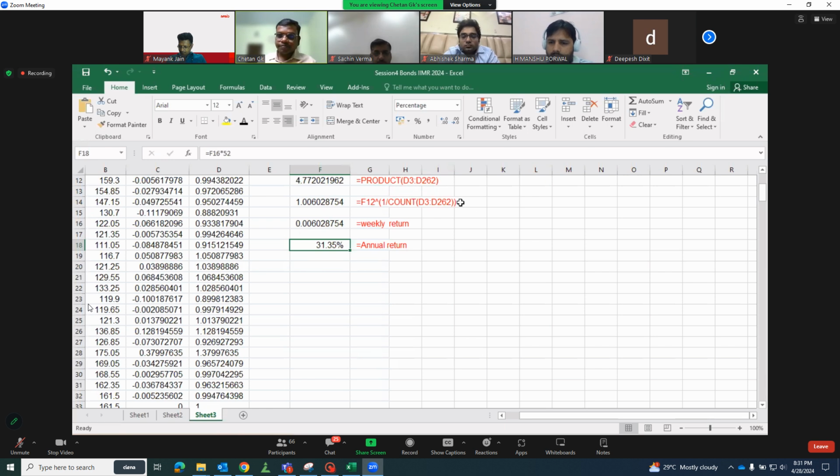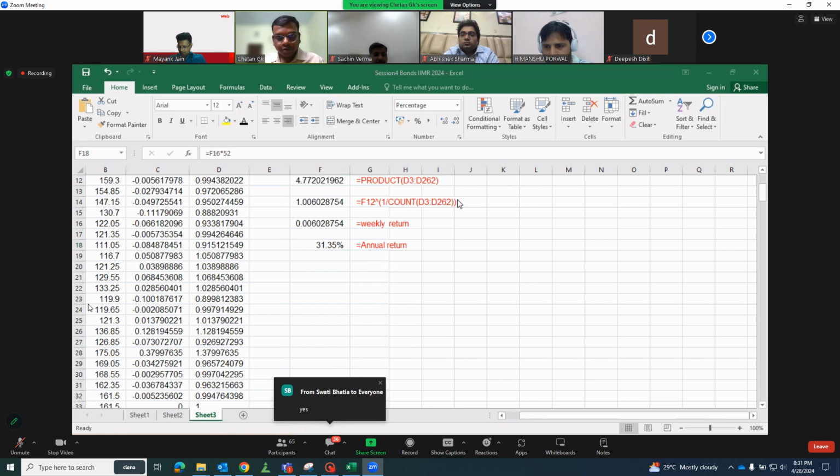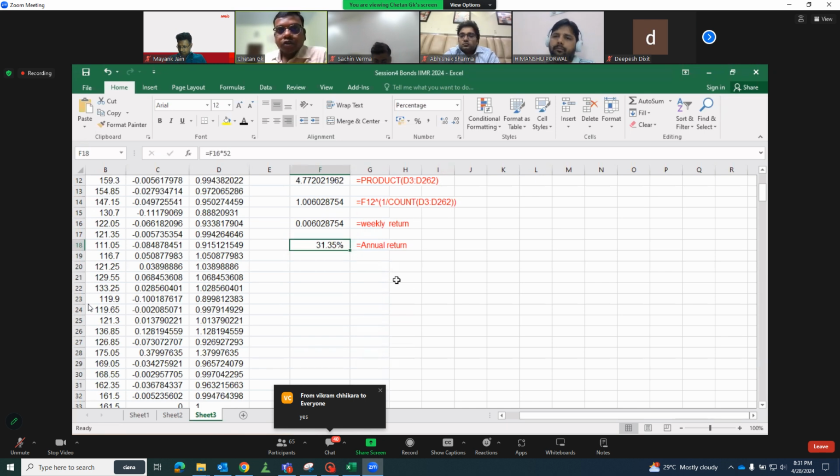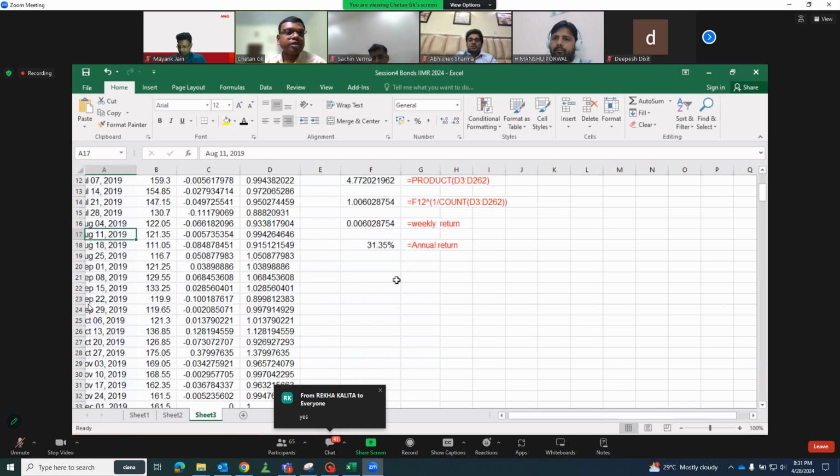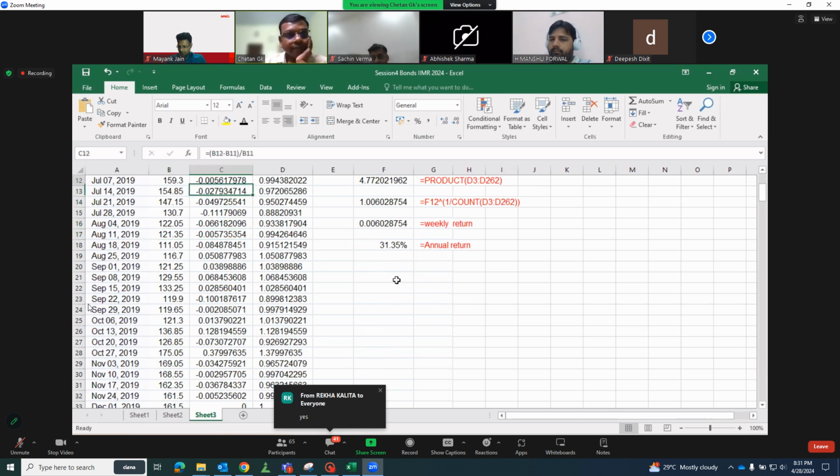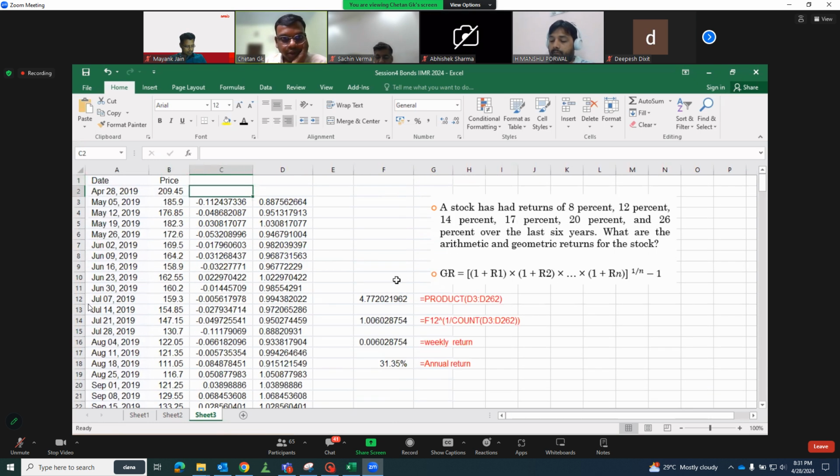Okay. Fine. So many of you understood. Okay, good. So this is how we should be computing the CAGR return when it comes to stocks, because we have to convert the weekly returns into the CAGR returns.